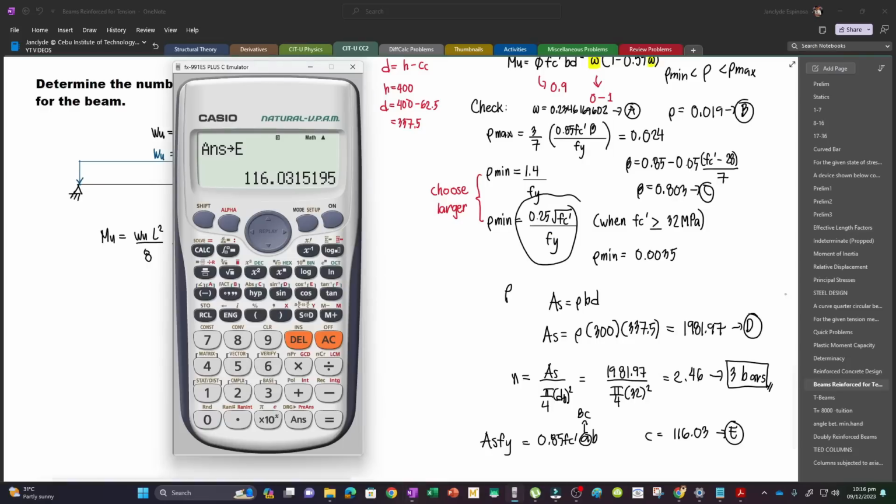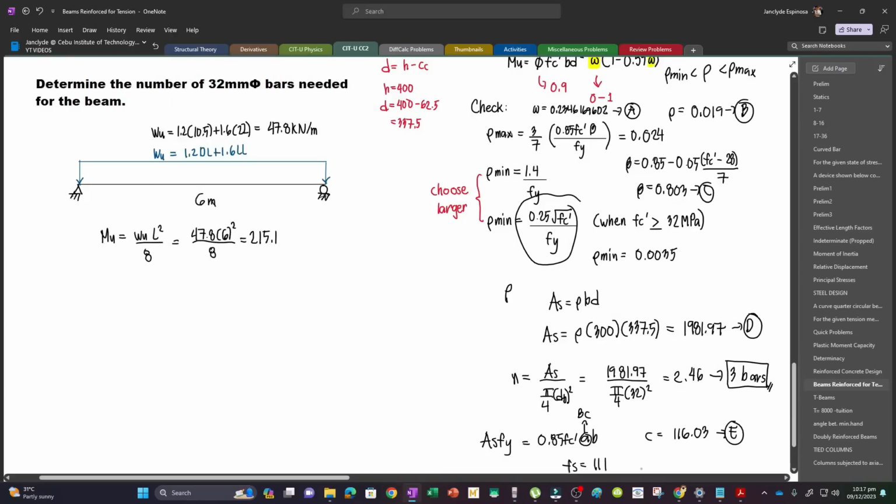So this is E. Then Fs is equal to 600 times (d minus c) over c. So our d is 337.5, and then minus E, divided by E. And so we get 1145, which means it is greater than 1000. So meaning it yielded. And also it is tension controlled. So Fs is equal to 1145.22, which is greater than 1000. So tension controlled, which means that our initial assumption was correct.